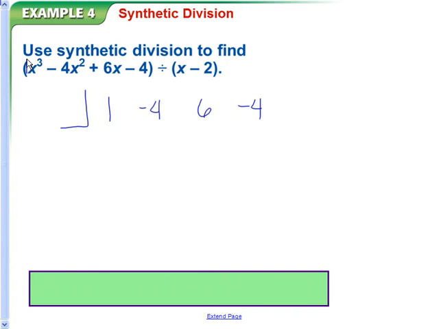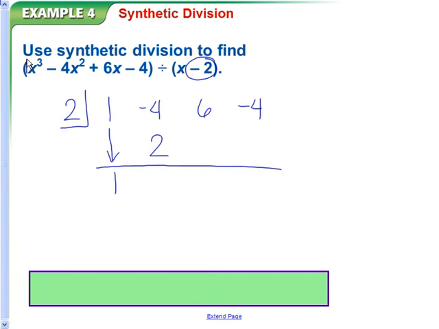And now in this box that I did, we're going to do the opposite of that number right there. So that would be 2. We do the opposite of it. So since it's negative 2, I do positive. So here's how synthetic division works. We just bring down the 1. You always bring down that first term. Okay, then we're going to take 2 times 1, and that's 2. So I'm going to put a 2 there.